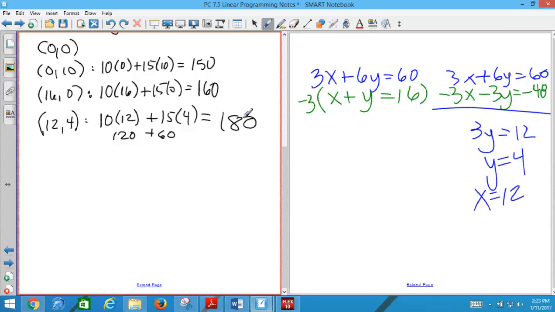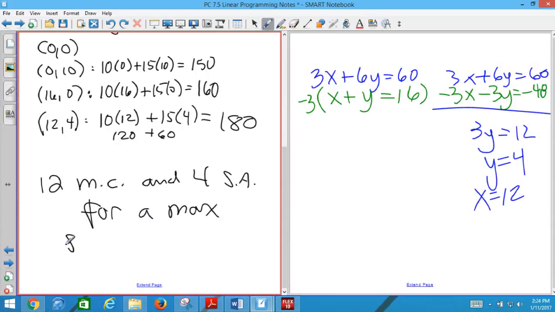So how many questions should we ask or answer, and what's our max score? So multiple choice and 4 short answer for a max score of 180 points. If you already have that written down, you're ready to go on: read the next one, figure out your variables, try to figure out your constraints.